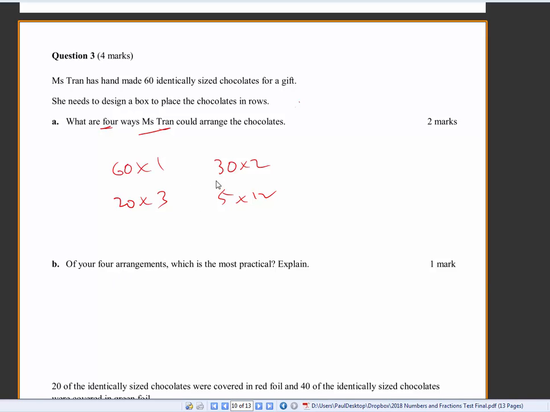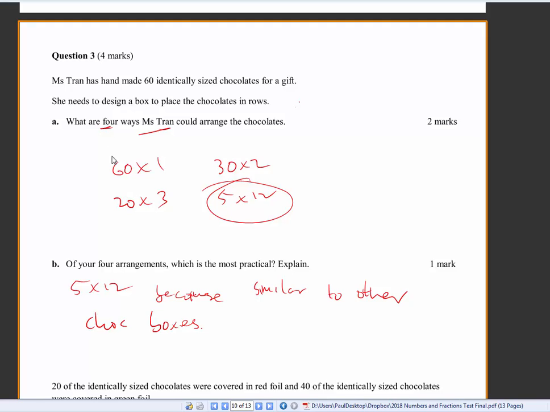So of these ones here, which one is the most practical? It's probably the 5 by 12, because whatever your rationale was here, it had to explain something about why that was practical, because similar to other chocolate boxes. But even if you picked 60 by 1 and you said you were looking for something different, which would be a selling point, that would have been fine as well.